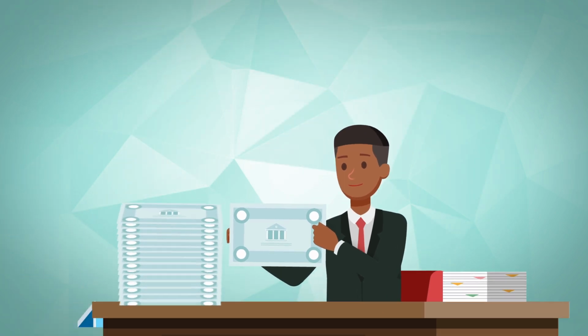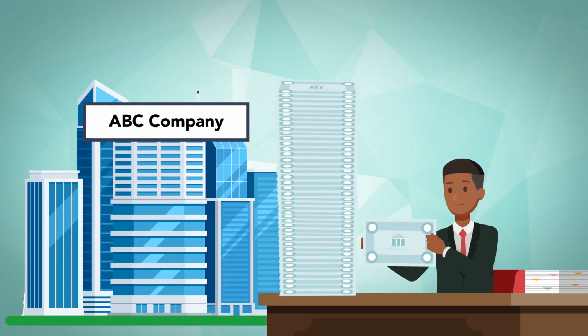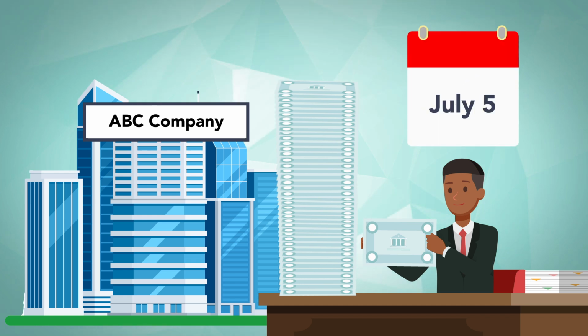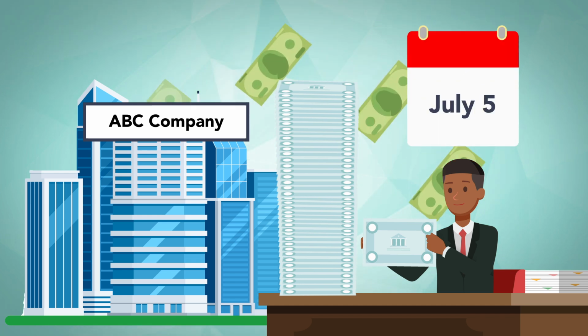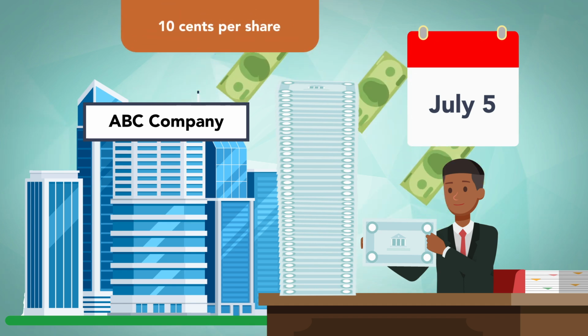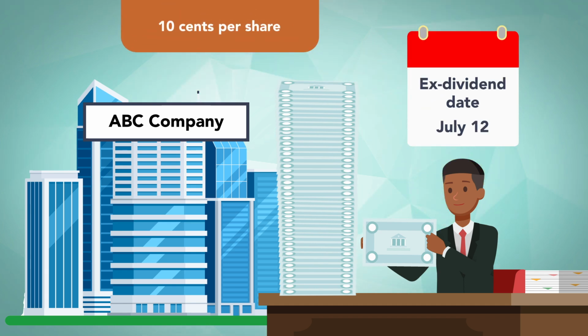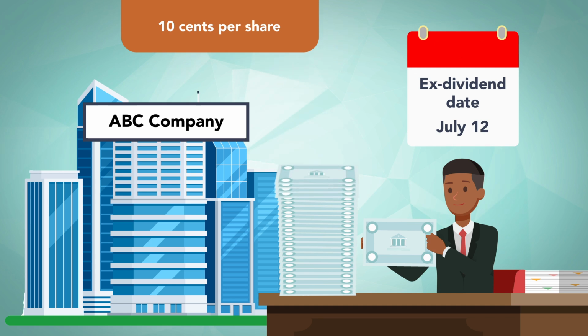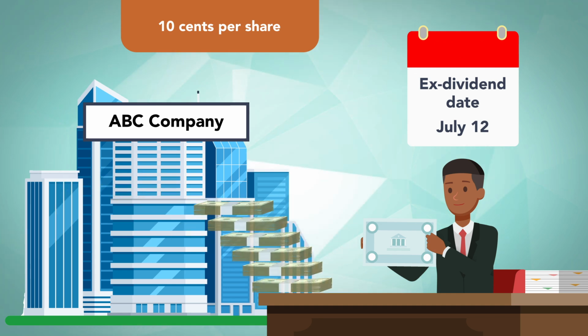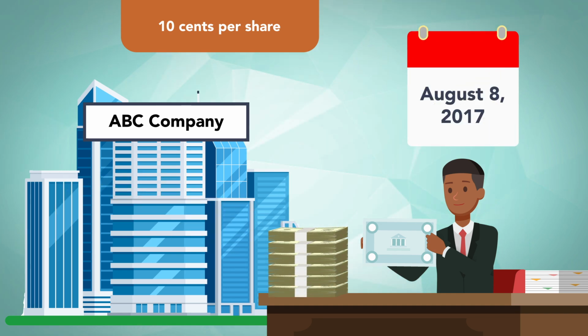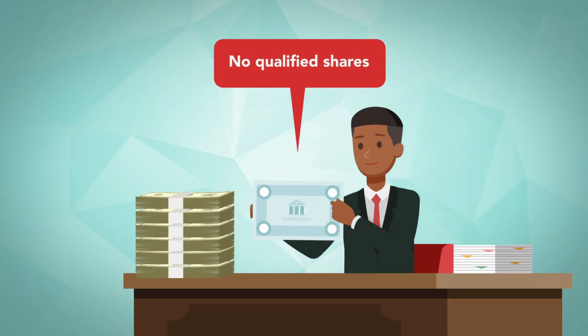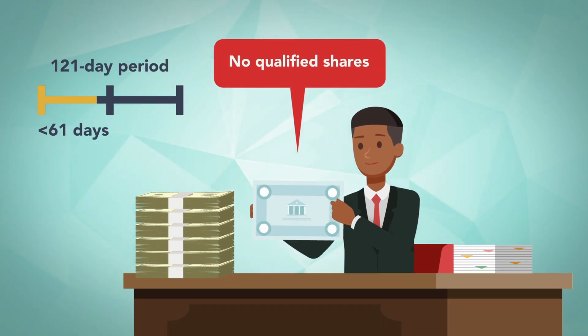For example, assume John purchased 100 shares of ABC Company on July 5th, and ABC Company paid a cash dividend of 10 cents per share. The ex-dividend date was July 12th. John sold all 100 shares of ABC stock on August 8, 2017. John has no qualified shares because he held the stock for less than 61 days during the 121-day period.